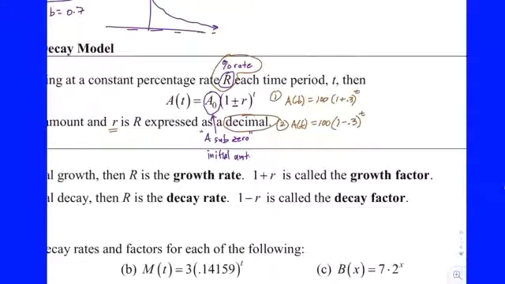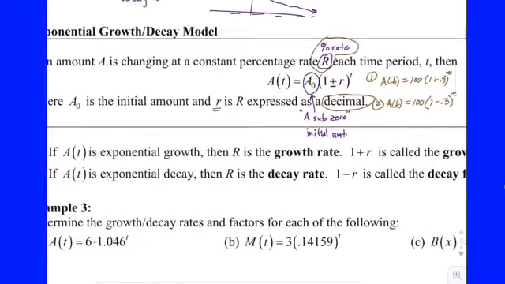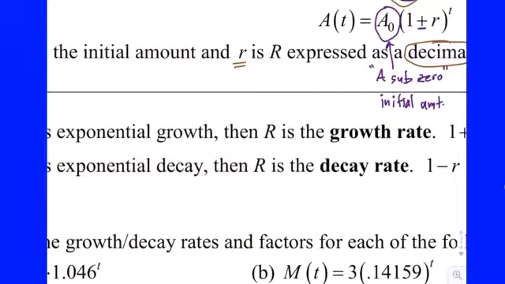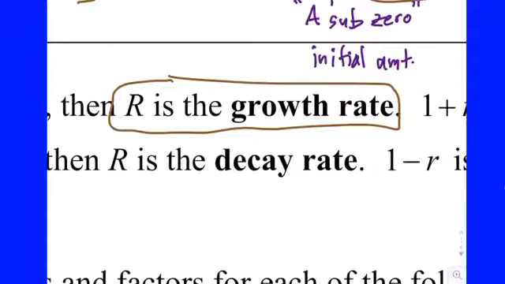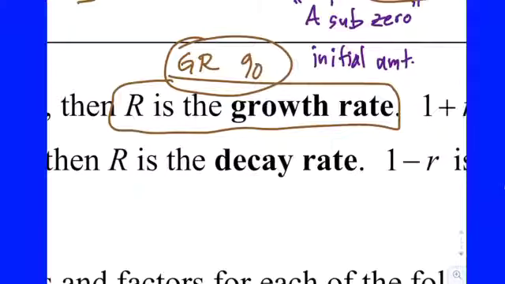Now here's some terminology that you need to know. All right, so if we have exponential growth, big R is called the growth rate. I'm going to call that GR for short. It's the percentage, okay? The growth rate is the percentage. Now, you can remember that because when you look at a percentage, you probably have said it before as a percentage rate. 20% rate, 30% rate, okay?